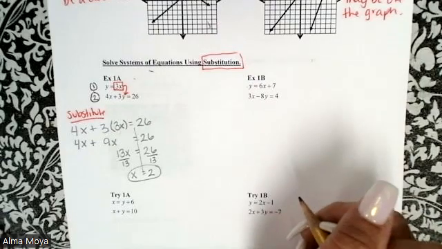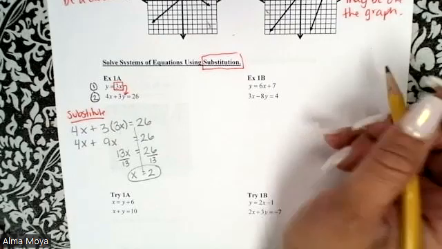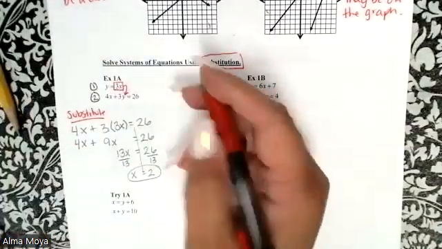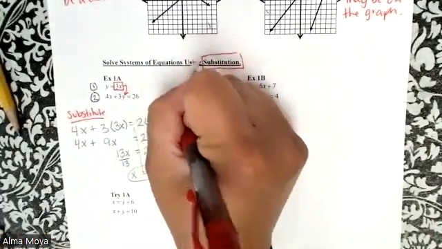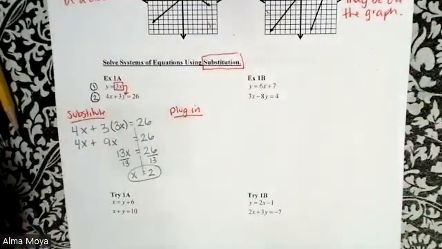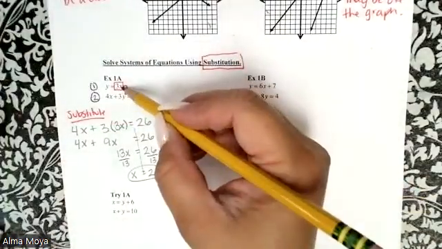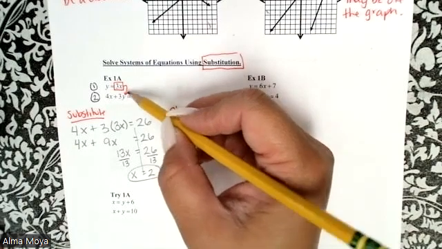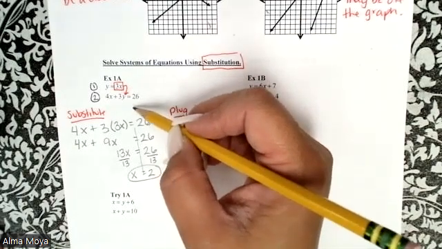Now, just like before, our answer has to be an x and a y. So the next step, I only know what the x is. My next step is to plug in. Now, it doesn't matter which one you plug it into. I can plug it into equation 1 or equation 2. One of them will be easier than the other, but you'll still get the same answer.